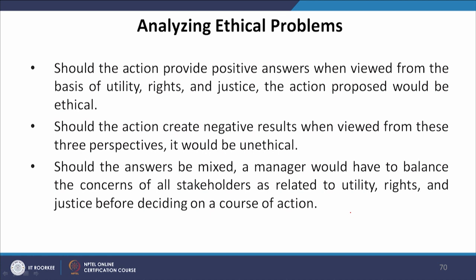Should the action provide positive answers when viewed from the basis of utility, rights, and justice, the action proposed would be ethical. Should the action create negative results when viewed from these three perspectives, it would be unethical. Should the answer be mixed, a manager would have to balance the concern of all stakeholders as related to utility, rights, and justice before deciding on a course of action.